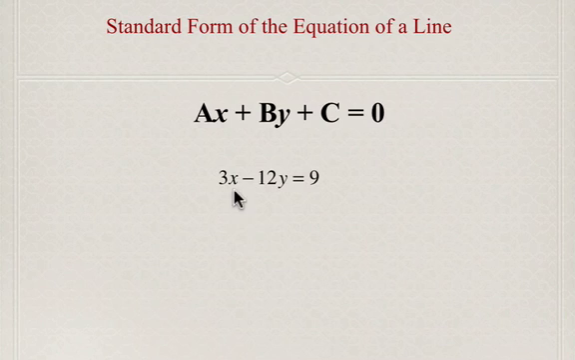Next example, 3x minus 12y equals 9. Well, the constant is on the right-hand side of the equal sign, so this equation is not in standard form.